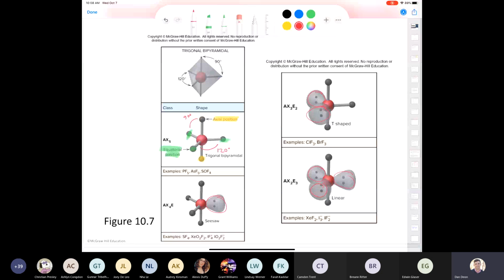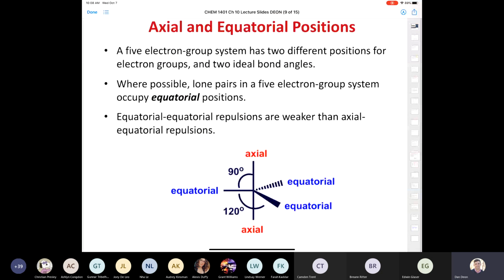Okay, so axial and equatorial positions. I went over those with you and explained what axial and equatorial positions are. All you really need to know is that the equatorial repulsions are weaker than the axial equatorial repulsions. And so when we start ripping off groups, we always take the equatorials first. We went over that.